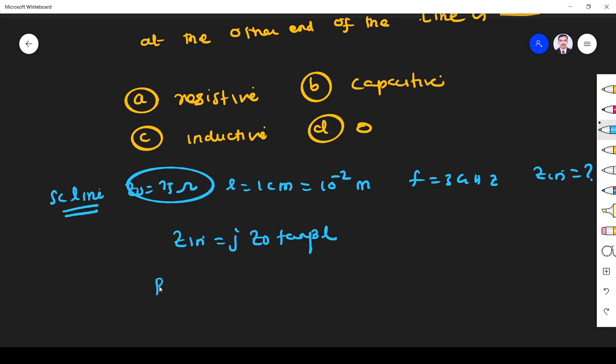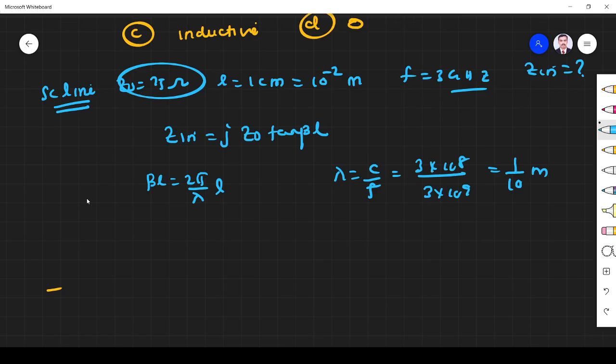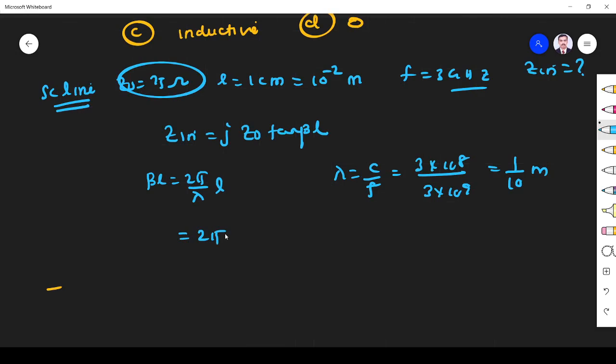Beta L is equal to 2 pi by lambda into L. Lambda is equal to c by f, that is 3 into 10 power 8 divided by 3 into 10 power 9, which is 1 by 10 meter. So beta L is equal to 2 pi by (1 by 10), which becomes 2 pi into 10, times L. L is 1 centimeter, which is 1 by 100 meter. So 2 pi into 1 by 100 times 10, that is 1 by 10 times 2 pi, that is pi by 5.